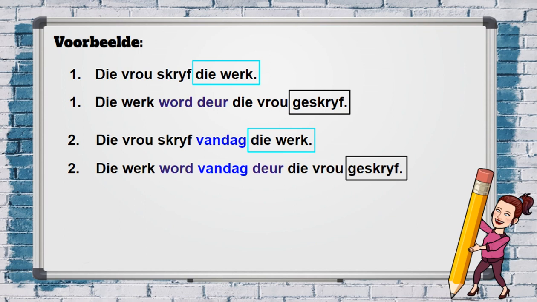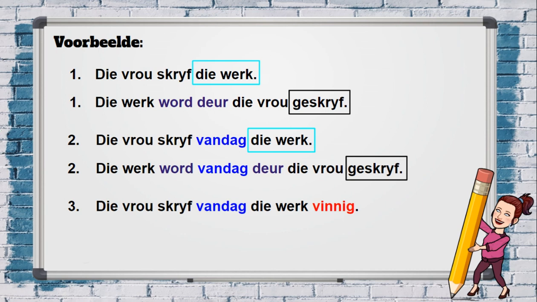If you aren't sure about what the word deur means, basically it's telling you who is doing it. It's being done by whom? Die vrou. Okay, so now we've added time. Now let's complicate it a little bit more. Let's add manner. Die vrou skryf vandag die werk vinnig.